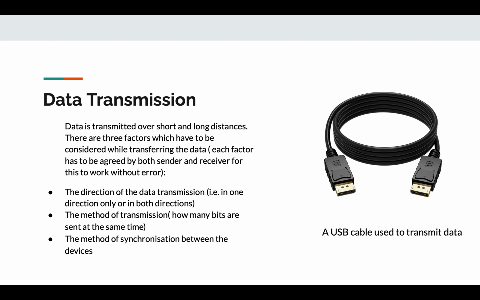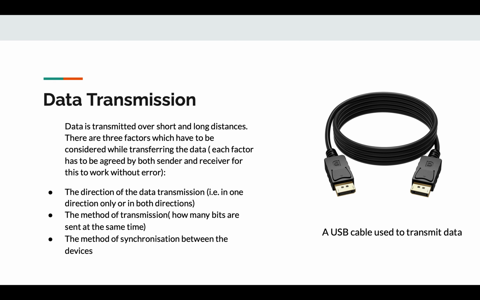However, there are three factors which have to be considered before transferring the data, and each of these factors have to be agreed by both the sender and receiver for seamless transmission. Factor number one, the direction of the data transmission. That is, if the transmission is unidirectional or bidirectional.